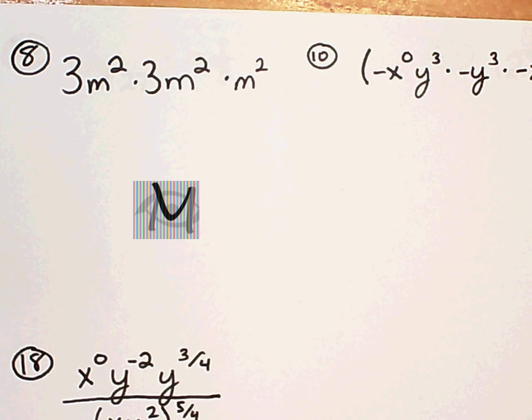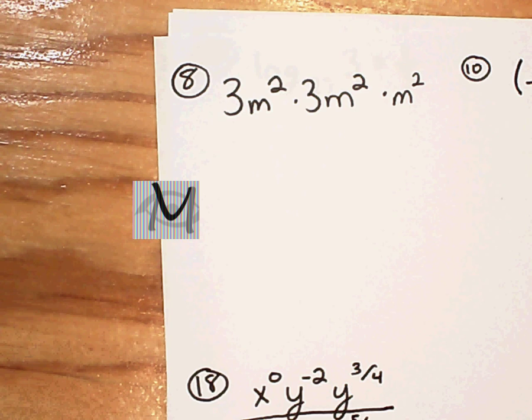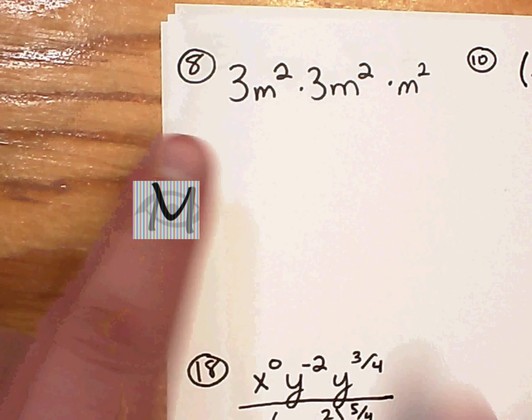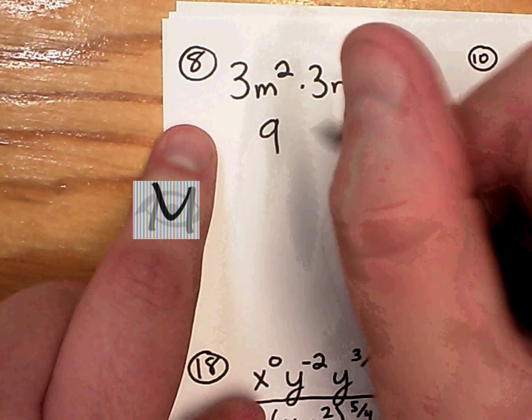All right, on to number 8. All right, number 8 here. We're going to go ahead and multiply the coefficients of each one here. So 3 times 3 will give me 9. We only have one variable, m.